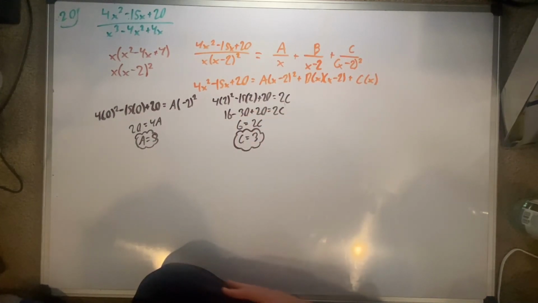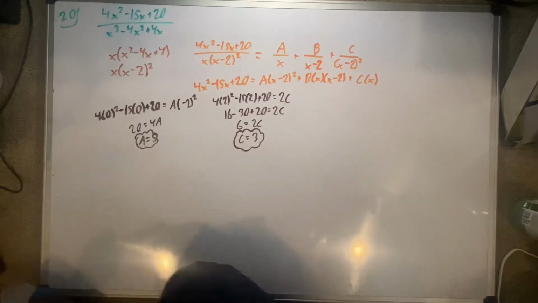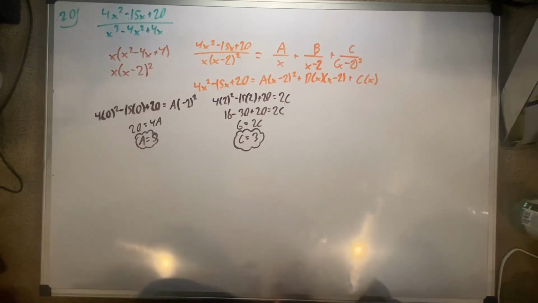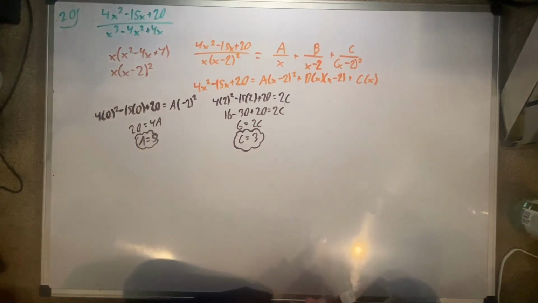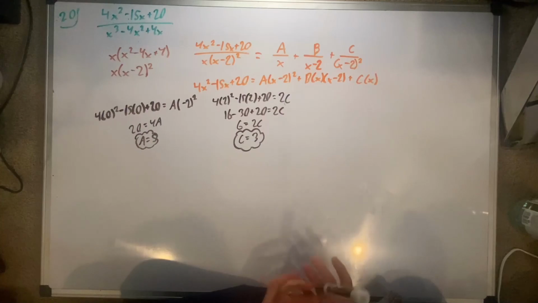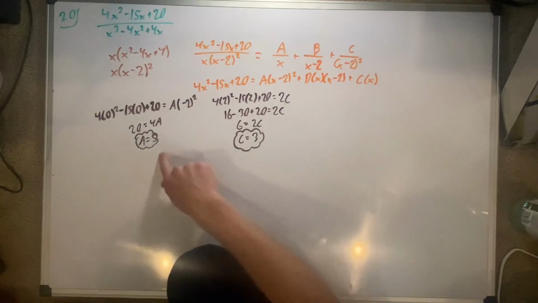So now we have c is equal to 3. Now what we're going to do is plug in a random number for x that isn't 0 or 2, so that we can be left with just b, because we know a and c now, so let's just plug in a and c and then solve for b. So let's plug in a 1 for x, because 1s are very simple to deal with, and then we'll also plug in a and c.